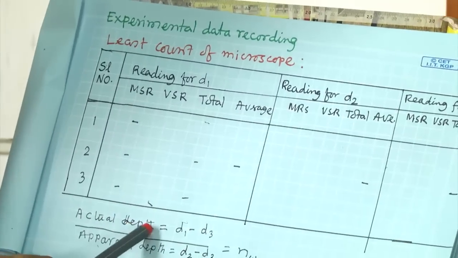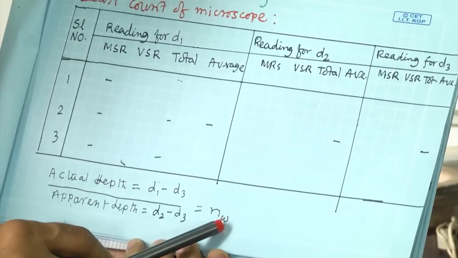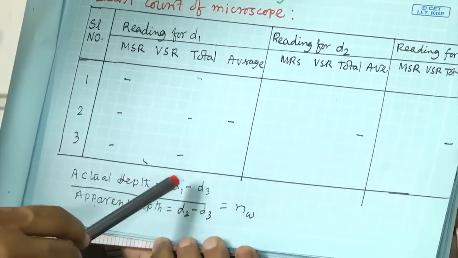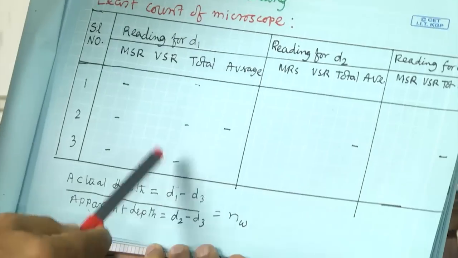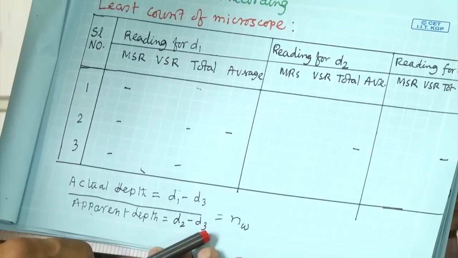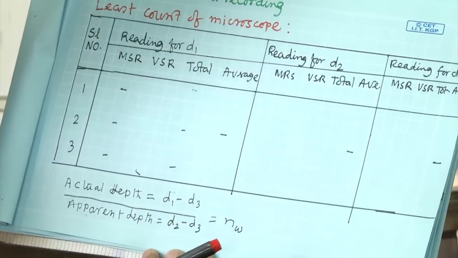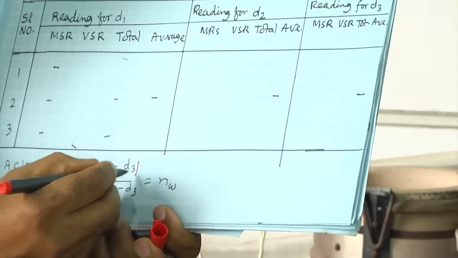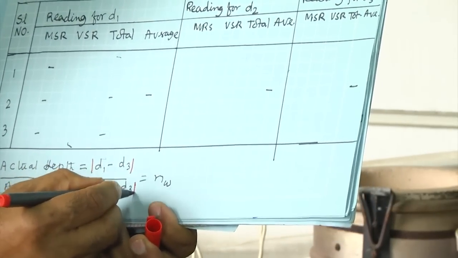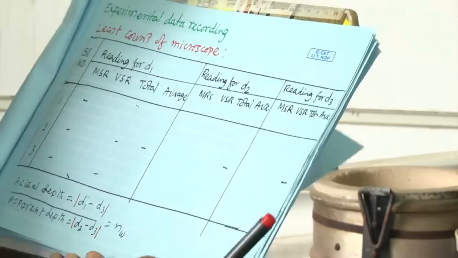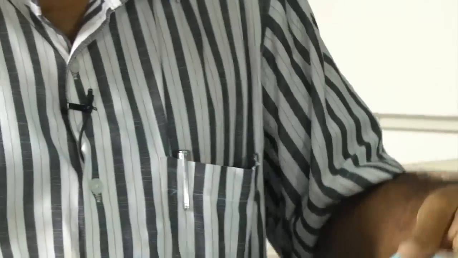So, then you can calculate the refractive index of water, n_w. That is D1 minus D3 or D3 minus D1, divided by D2 minus D3 or D3 minus D2. Okay. So, actually one can keep this mod. So, whatever you take difference, that does not matter. Okay. So, let us see the setup for this experiment.